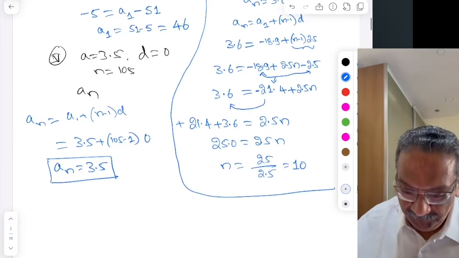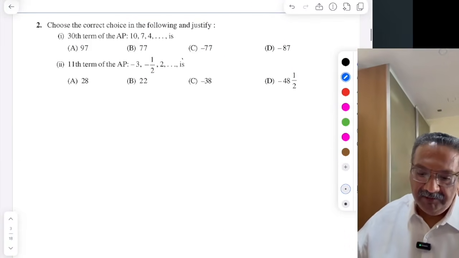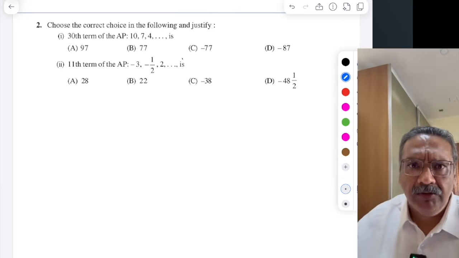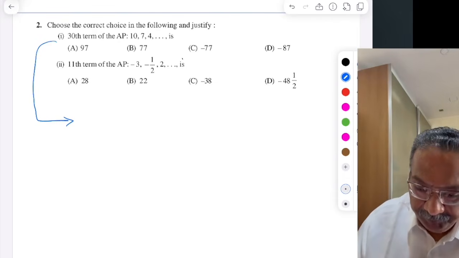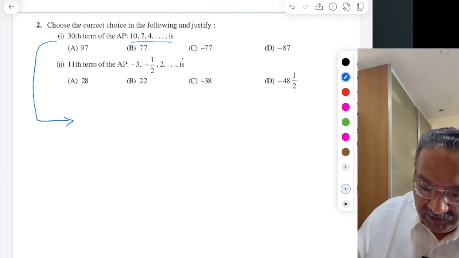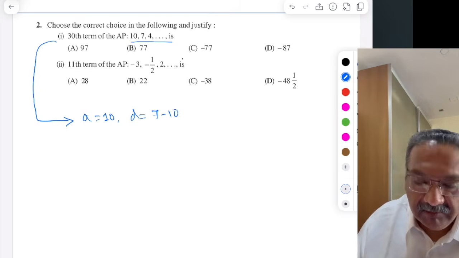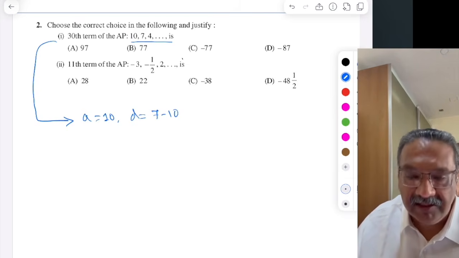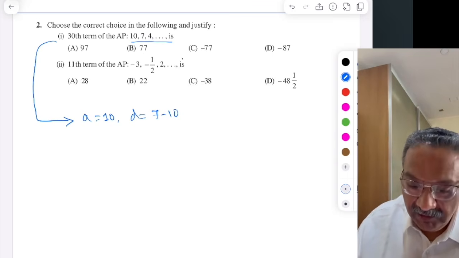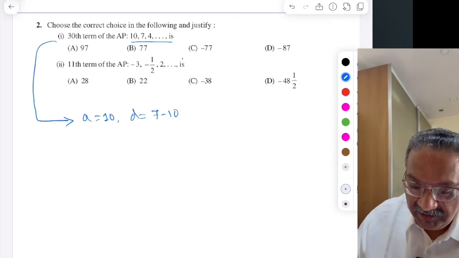Let's come to the second question. It's an MCQ, so you should solve it as early as possible. See, they are asking the 30th term of the AP. So once you see the AP, you can directly say that A is 10 and common difference D is equal to 7 minus 10. Be careful here. Many people, since it is an MCQ, tend to make a mistake and take it as 10 minus 7. So it is not 10 minus 7, it is 7 minus 10, and the common difference is minus 3.